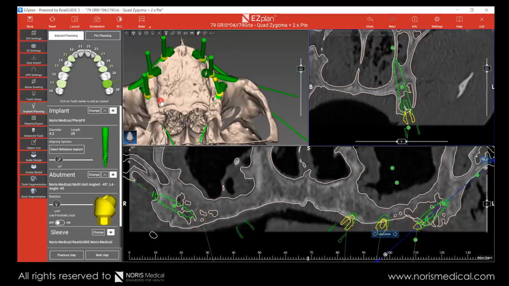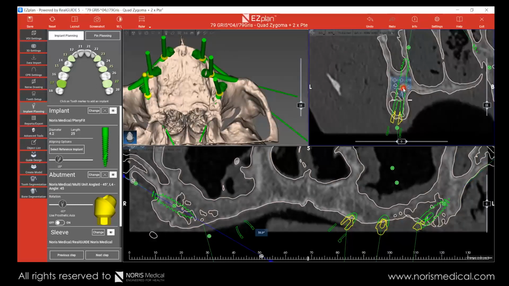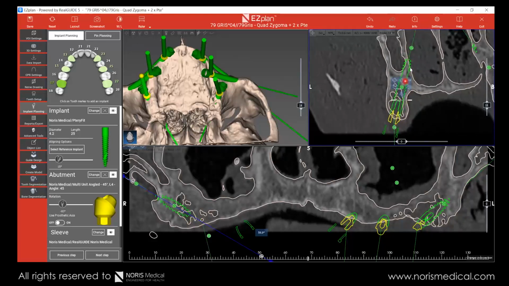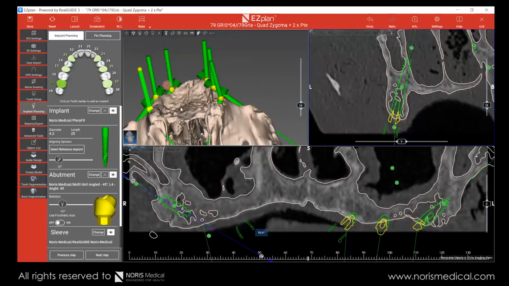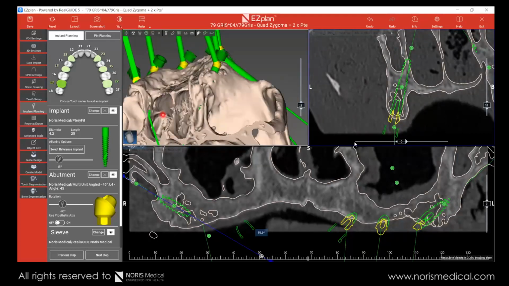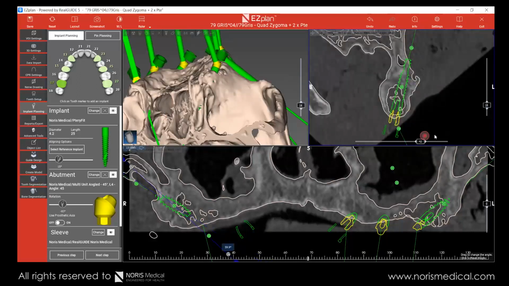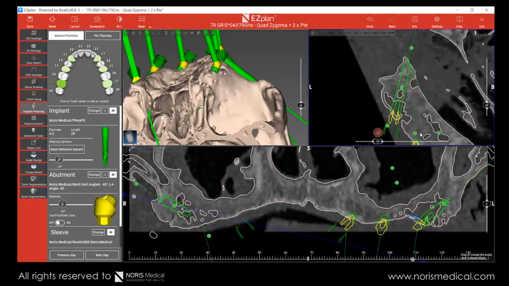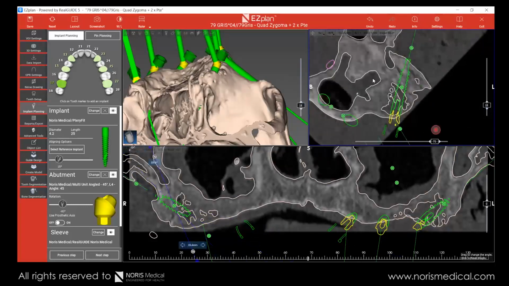Let's look at the pterygoid on the other side. Maybe it's different. Okay, we're also positioned towards the medial plate here, and far away from the sinus, okay? Far away from the sinus.